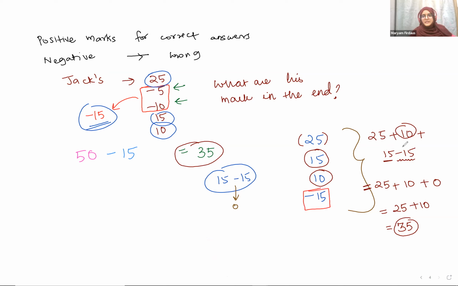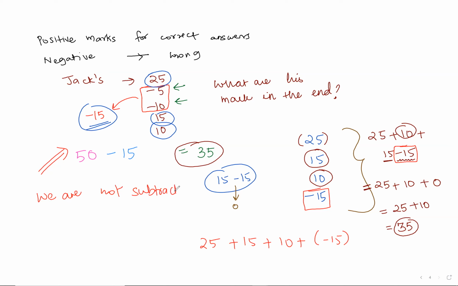This thing is the same as this thing. And what we are doing, we are just adding all of them. We are writing 25 plus 15 plus 10 plus minus 15. We're not subtracting 15. That's what I told you when we were doing this. Okay, let me just write it down. I understood now. We are not subtracting 15. What are we doing? Adding. What are we adding? Negative 15, minus 15. Did you understand now?